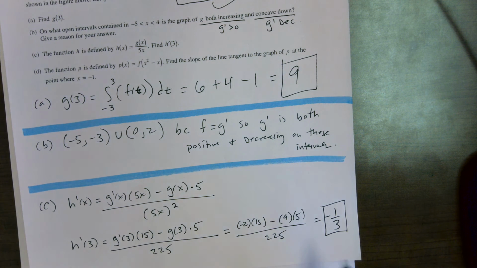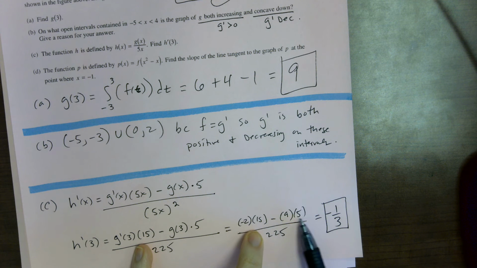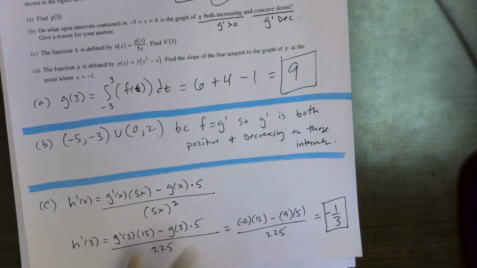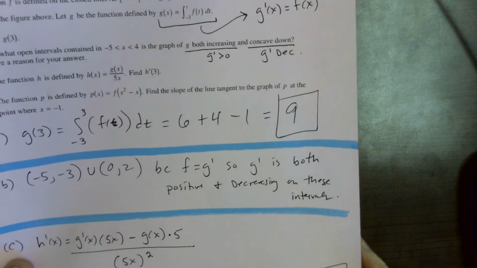Oh, something that you could do, guys, I showed you this trick in the last one. If the algebra seems kind of heavy, or the arithmetic, you could factor out a 5 or something if that would make it easier for you. But a lot of people don't like to do that. All right, that's part C. Now part D.